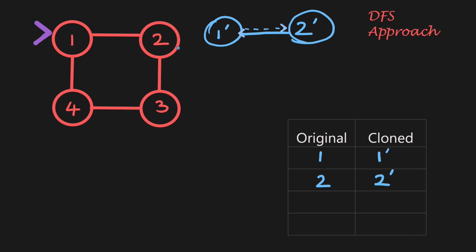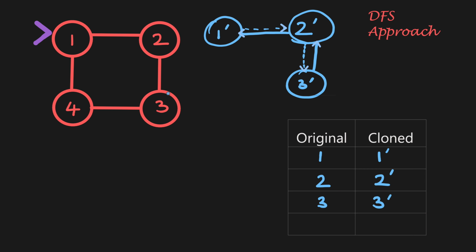Next, we continue to next neighbor of node 2, which is node 3. It's not in the map. So, we create clone 3 and add the mapping from node 3 to clone 3 to the map and visit neighbors of node 3, which are node 2 and node 4. Say we visit node 2 first and check the map for node 2 and it is there. So we link clone 3 to the existing clone 2.